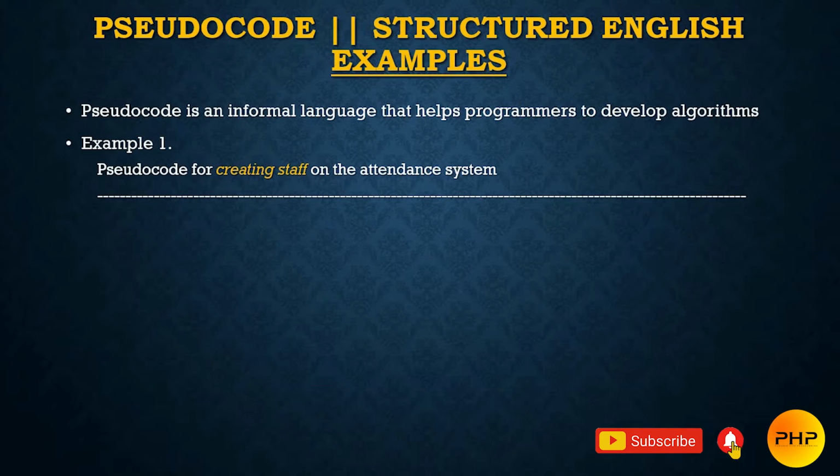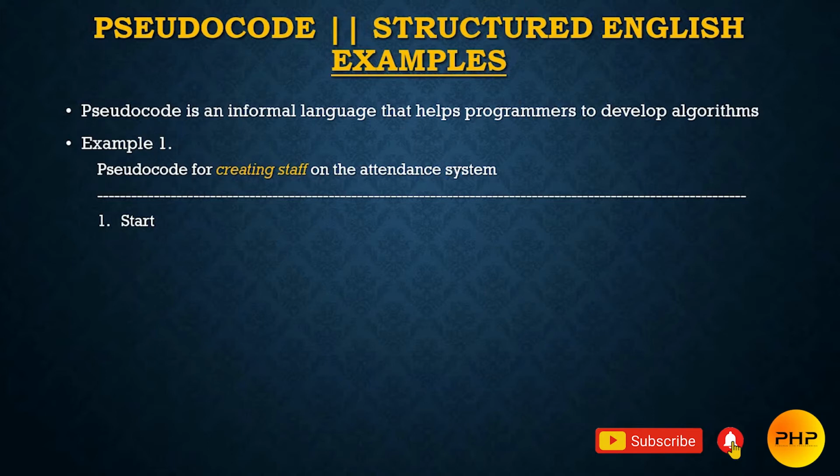So let's go through some examples of pseudocode applying our conditional statement, the if statement. From the intro video, we realized that pseudocode is an informal language that helps programmers develop algorithms. So now let's write pseudocode for creating staff on our attendance system, the assignment that you worked on. Remember, it's structured English. Anything structured comes with a method; it presents itself in a methodical form.